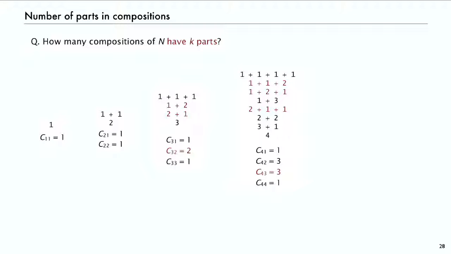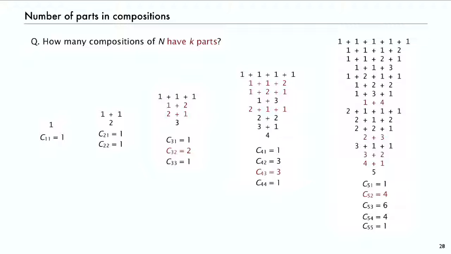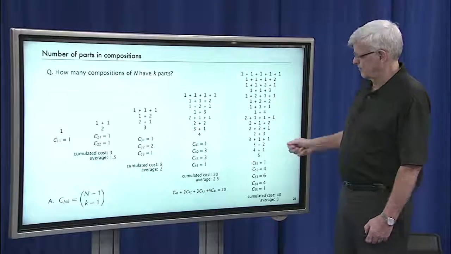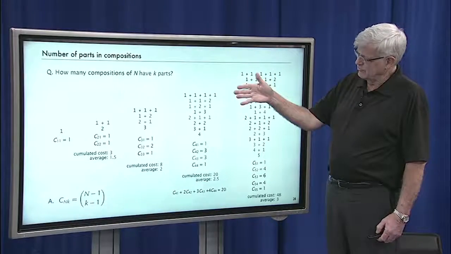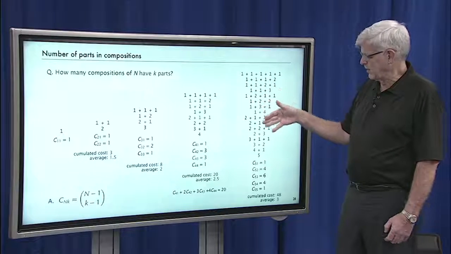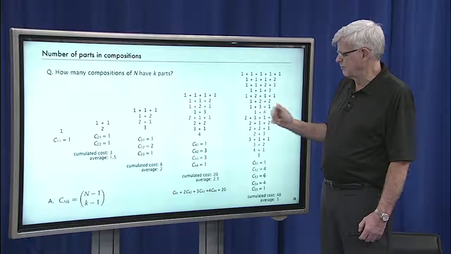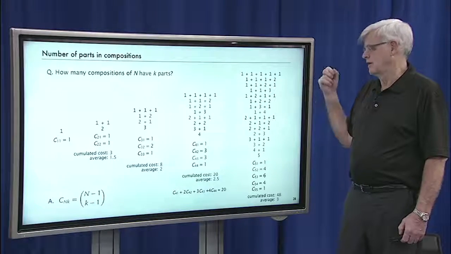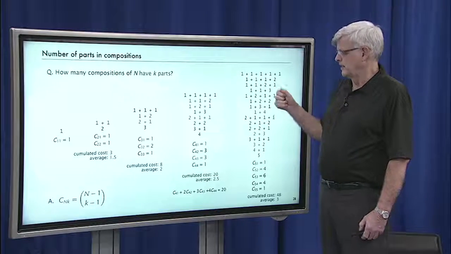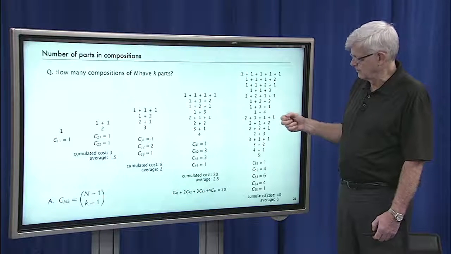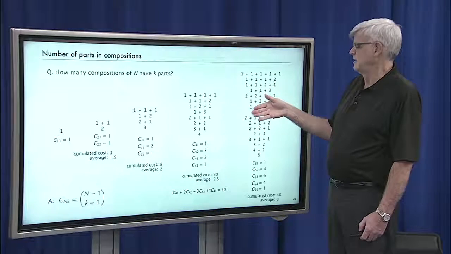And again, now the binomial coefficients are starting to show up again. And in fact, the number of compositions with k parts is n minus 1 choose k minus 1. We can hypothesize that from this table. And I'll also start including in these tables the accumulated cost and the average, which are easily computed from these numbers. So, for example, for n equals 4, where the number of compositions with k parts for k equals 1, 2, 3, 4 is 1, 3, 3, 1, the total number of compositions is 8.